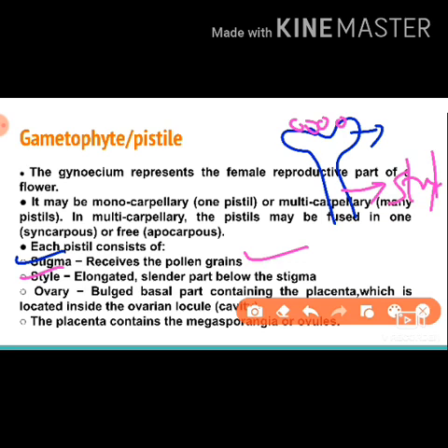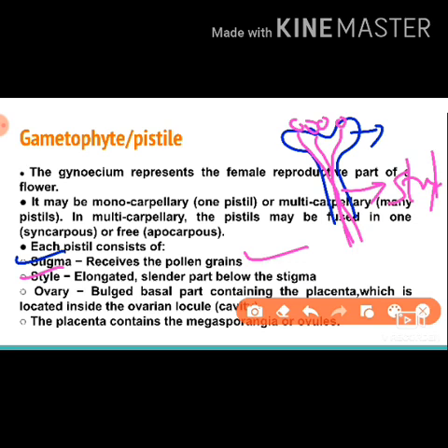Okay, for what purpose are these styles useful? Just for the transfer of these pollen tubes. When the pollen grains start germination, these pollen tubes can travel like this, and they will reach up to the ovary. This is the importance of the style.